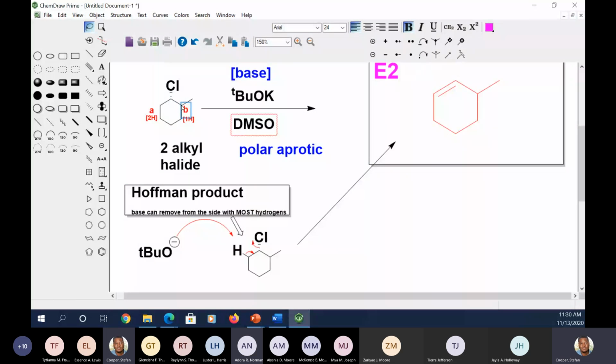In this case, B only had one hydrogen and A had two. Because we're using a bulky base, we pull from the side that has the most. We did an example earlier with a normal base where we pulled from the side that had the fewest, which leads to the Zaitsev product.